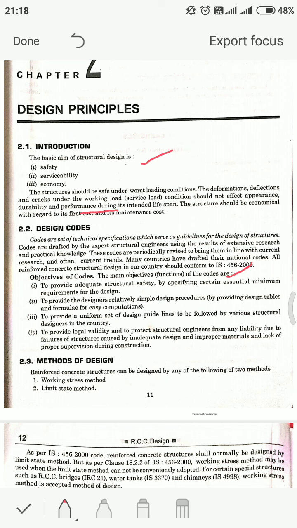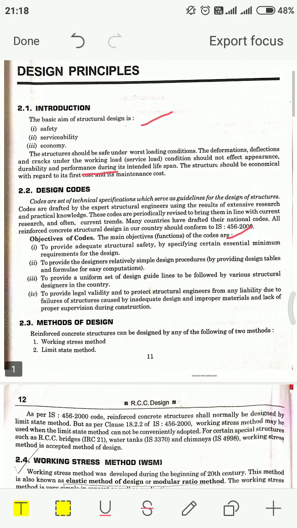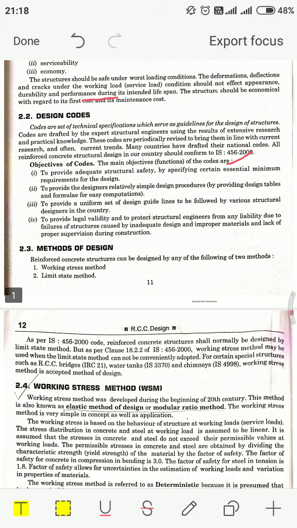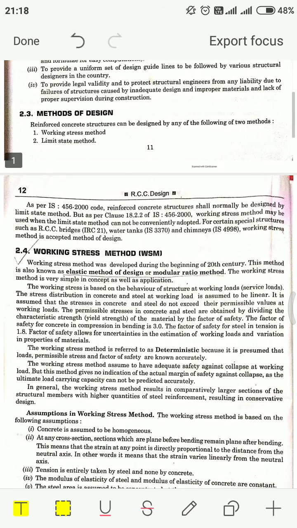What are the objectives? To provide adequate structural safety by specifying certain essential minimum requirements for the design, to provide designers a relatively simple design procedure, to provide a uniform set of design guidelines to be followed by various structural designers in the country, to provide legal validity and to protect the structural engineer from any liability due to failure of the structure caused by inadequate design, improper material, and lack of proper supervision during the construction.